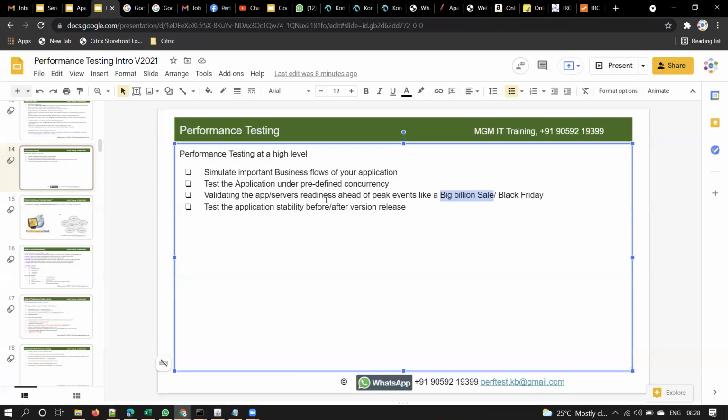So yeah, let me go back to this. When you have some peak events like this, you have to plan accordingly. You have to validate whether your servers are ready for those peak events or not. Clear? And the next important thing is to test the application stability before or after version release. Before any application goes into production, you have to test how stable the application is. So this is performance testing at a very high level, guys.